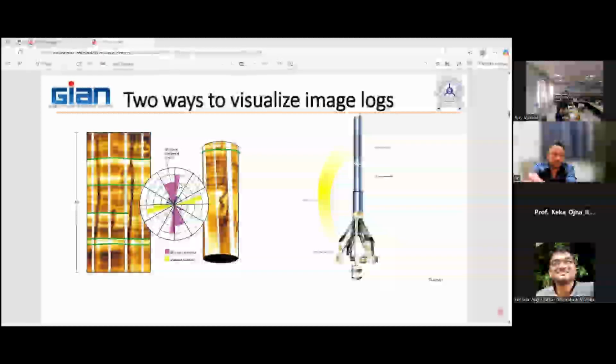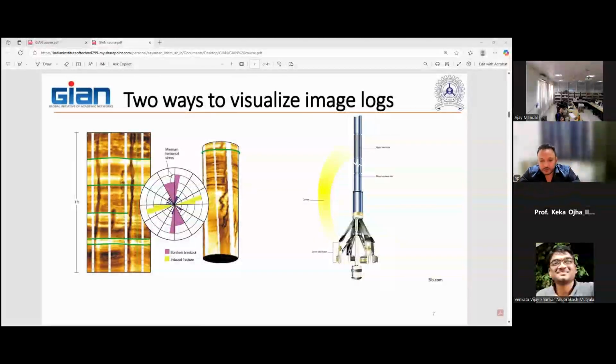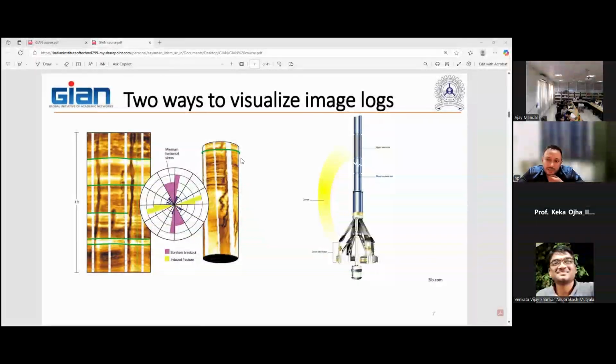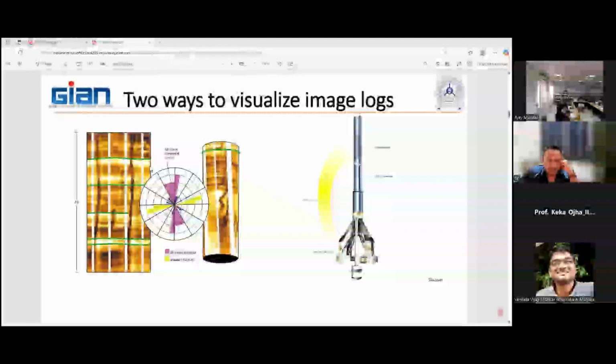There are two ways in which you can display the image logs. One is this one, in which it is as if you are inside the wellbore looking at the wellbore walls. Another one is if you roll this image log, then it would look like a core. So this is the core view. Both of them are the same thing, except you have displayed them in two different ways. So what do you observe in these image logs?